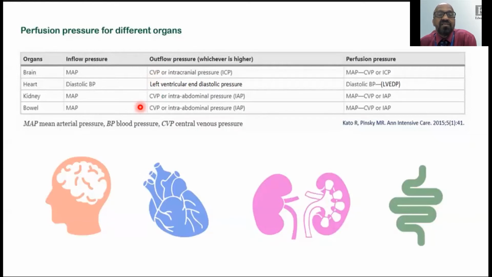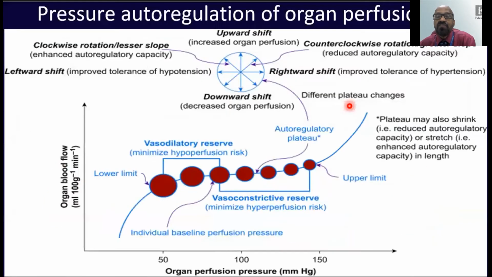But the perfusion pressure is different in different organs. What is good for one organ may not actually be reasonable for some other organ. This is especially true when you talk about the heart. In the heart, the left ventricle is perfused during diastole, and hence the diastolic blood pressure becomes more important. And the coronary perfusion pressure typically is the difference between the diastolic blood pressure and the left ventricular end-diastolic pressure. So this needs to be kept in mind.